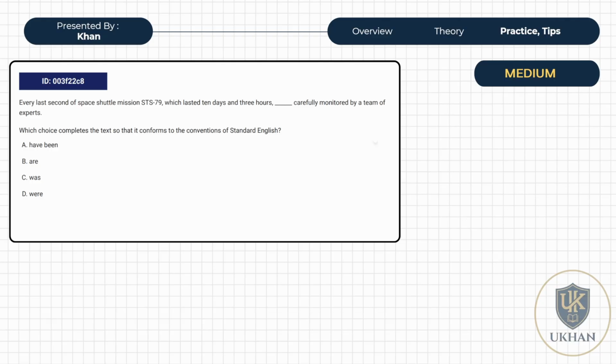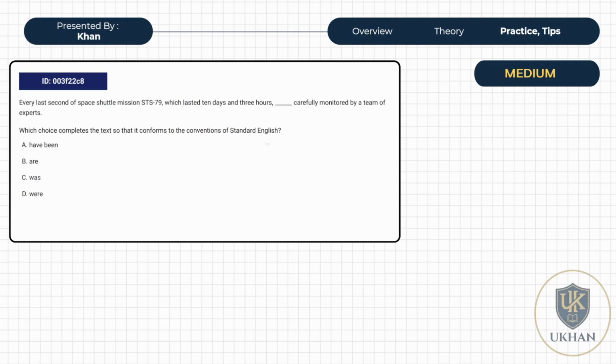Every last second of Space Shuttle mission STS-79, which lasted 10 days and 3 hours, blank carefully monitored by a team of experts. So the choices are A, have been, B, are, C, was, D, were. Step two is to identify. So the choices are have been, are, was, were. The same verb to be, but different forms. So some are singular, some are plural, and the tenses differ. And this is subject-verb agreement, which is combined with present and past tense, right?